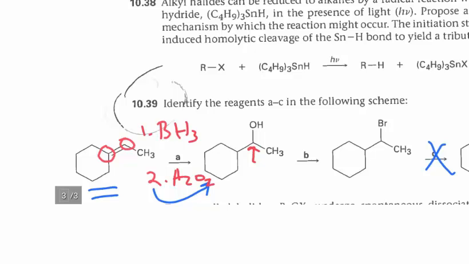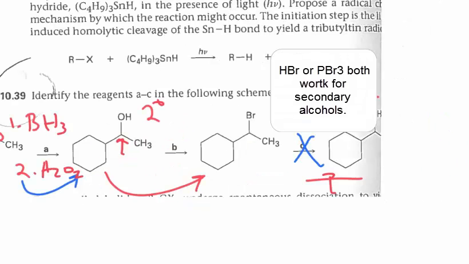Notice we're going from an alcohol to an alkyl halide. It's a secondary carbon. Right? So if it's a secondary carbon, remember we have a few methods that we could use for that. In this case, it would be a secondary alcohol, and we're converting it to a bromide. We could use HBr, or we could use PBr3. Both of those reagents would accomplish the same outcome. The hydroxyl group will be converted into a bromine.